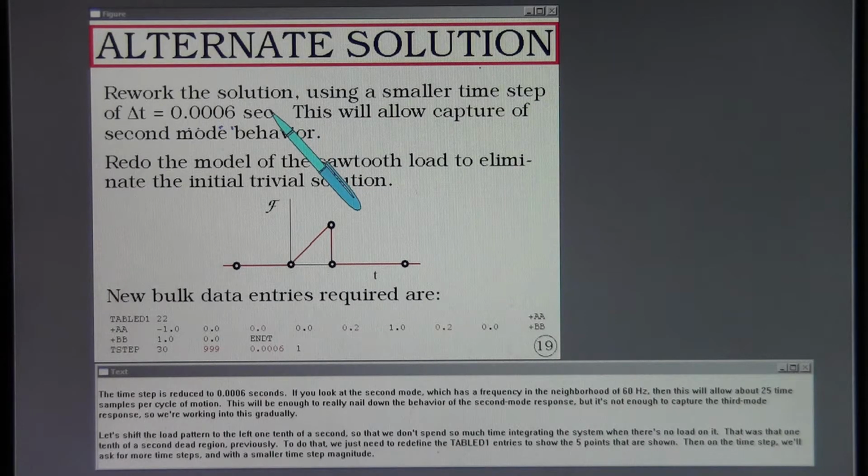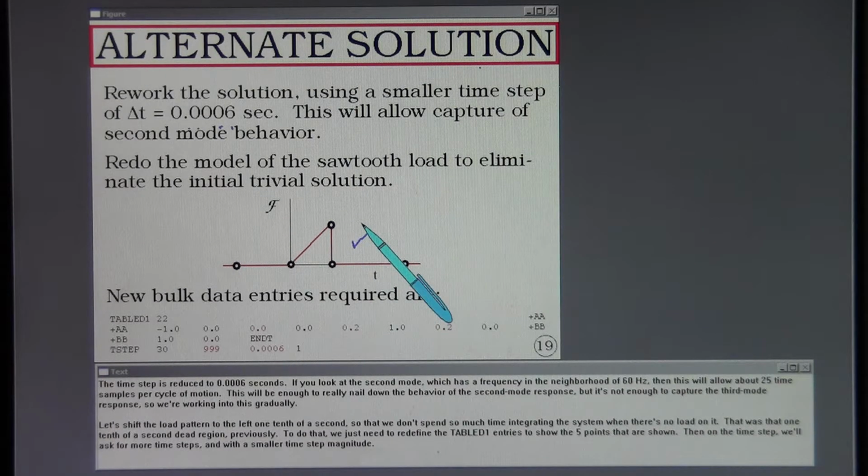This will be enough to really nail down the behavior of the second mode response, but it's not enough to really capture the third mode response. So we're working into this gradually. Let's shift the load pattern to the left 1/10 of a second so that we don't spend so much time integrating the system when there's no load on it. That was that 1/10 of a second dead region previously.